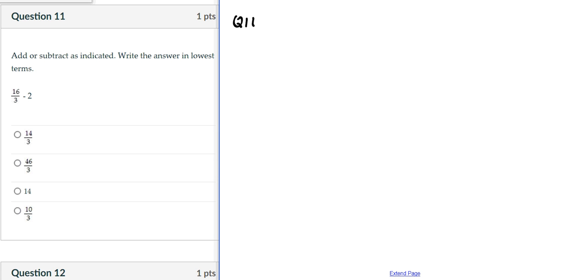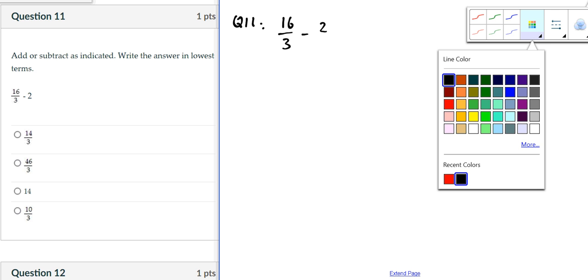Now, let's look at question 11. Here we want to add or subtract as indicated. In this question 11, we have 16 over 3 subtract 2. How are we going to do that?